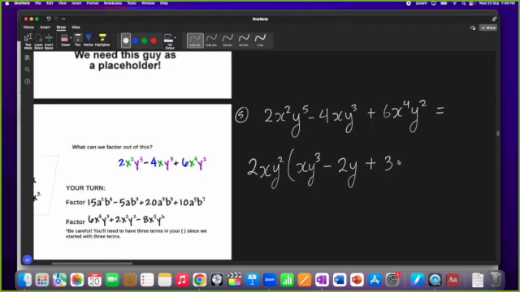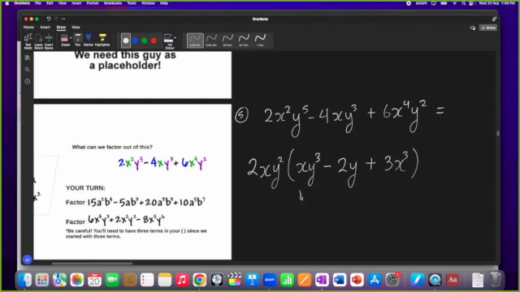X times x cubed will give me x to the 4th. And then y squared, well, y squared times y squared. Y squared times 1 will give me y squared, so I don't need to put that there. All right? So this is what I end up with.